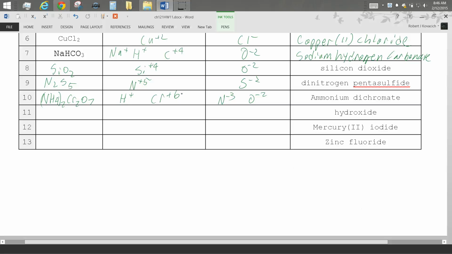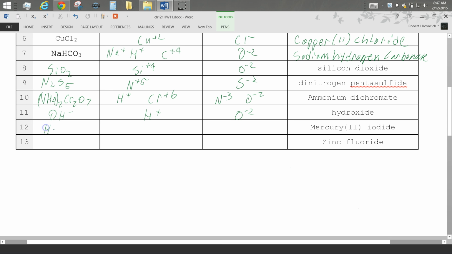Hydroxide? So my hydrogen is a +1, my oxygen is a -2, and I'm done. Mercury(II) iodide, what's that formula? Maybe Hg. And the mercury is positively charged with a +2 charge, right? Because we were told. And so then the iodines are each a -1 charge. And zinc fluoride.